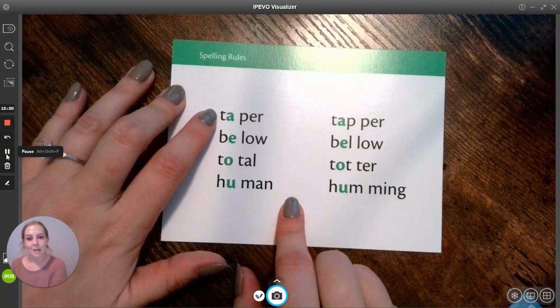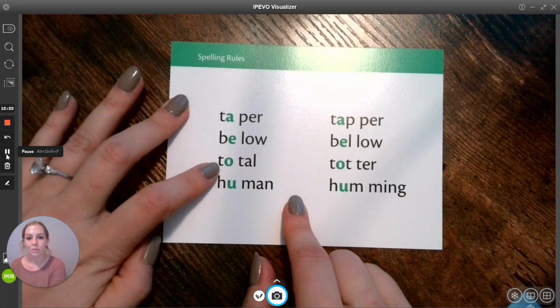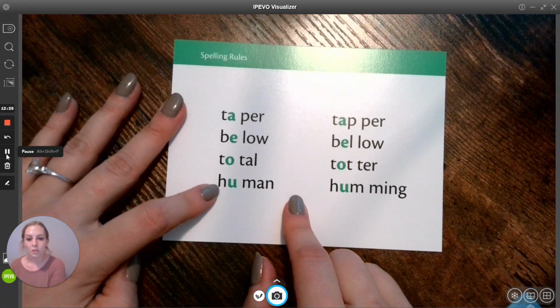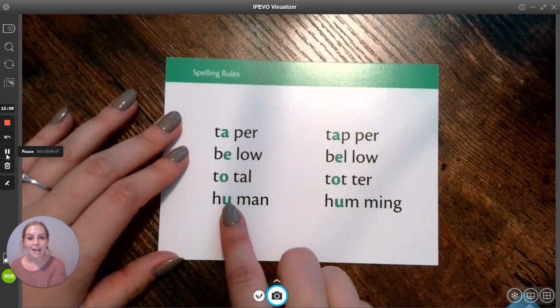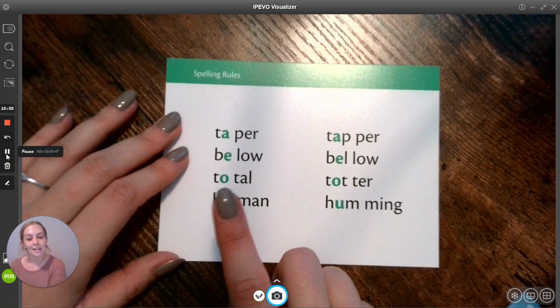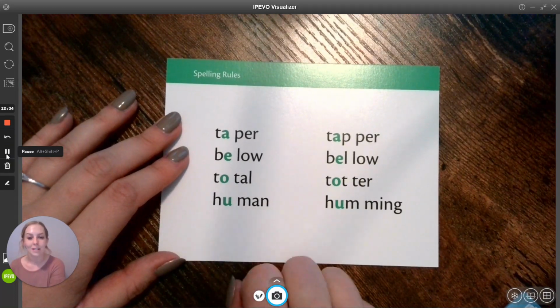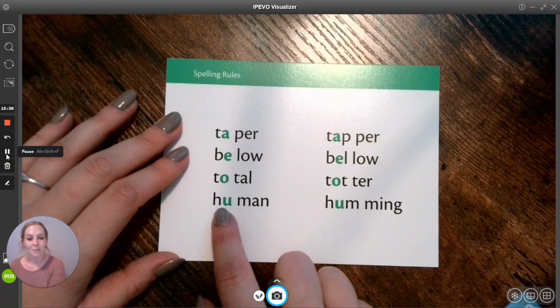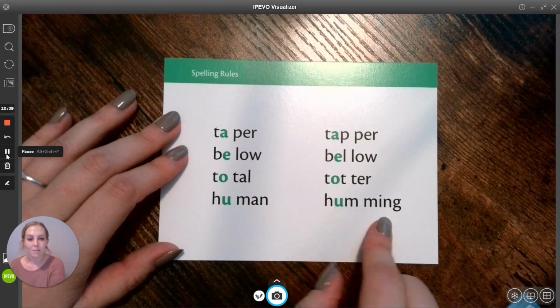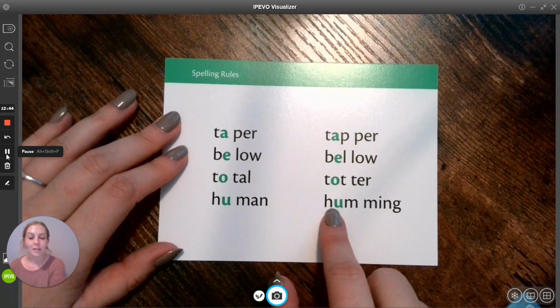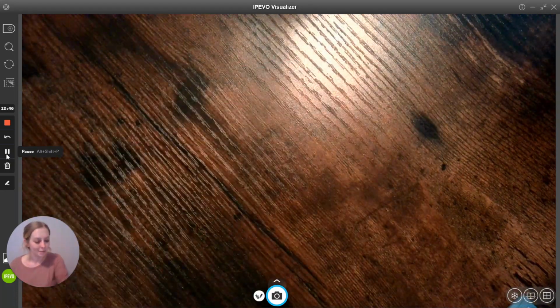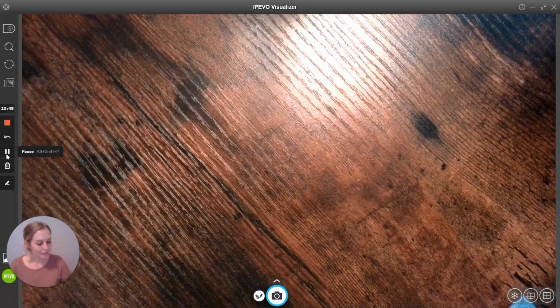Awesome job. Some examples. We have taper, below, total, human. So those are examples of A, E, O, and U saying their long sound at the end of a syllable. They're the last letter of the syllable. Whereas here, for humming, the U is not the last letter of the syllable, so it's making the short sound.